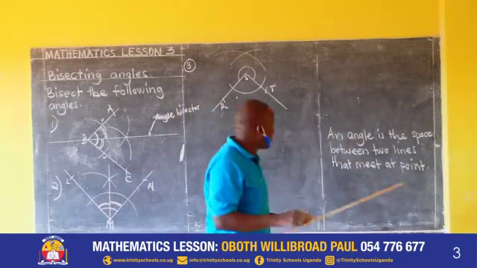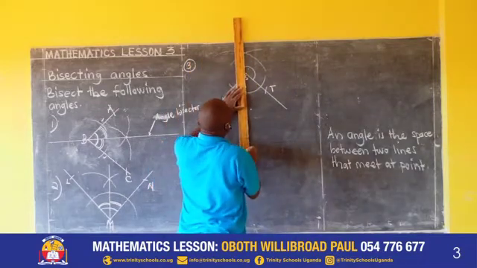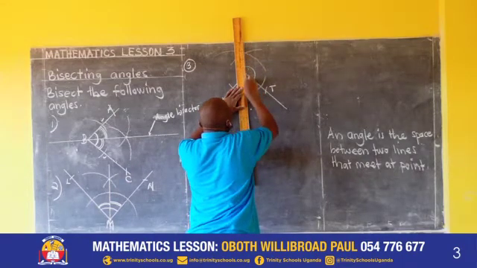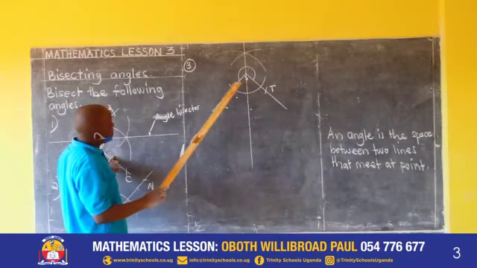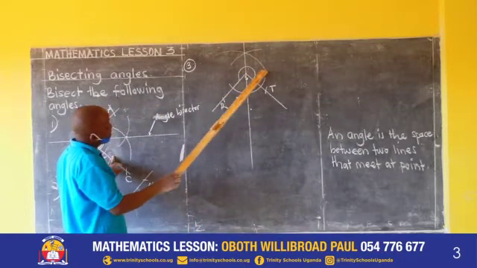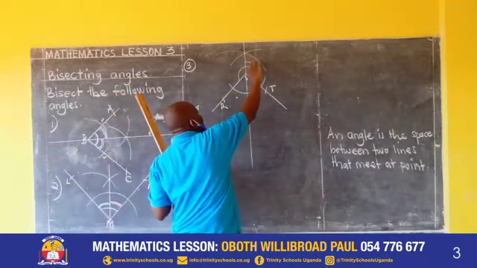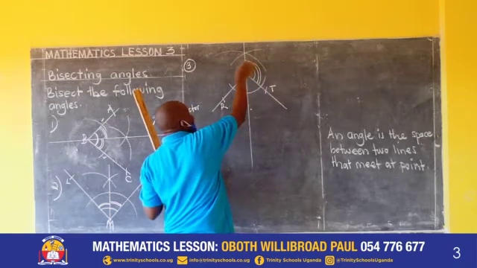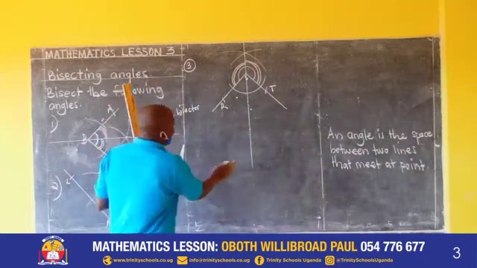I'm not very fast, I hope. So join this point to that point. The angle we have bisected is this big angle, this one here, which means this angle, let me show it with the 2 lines, is the same as that angle. You have bisected an angle.